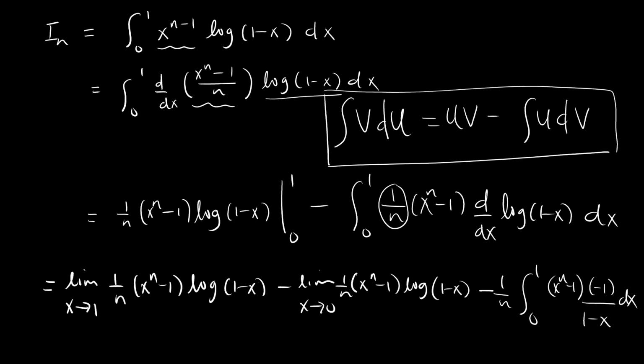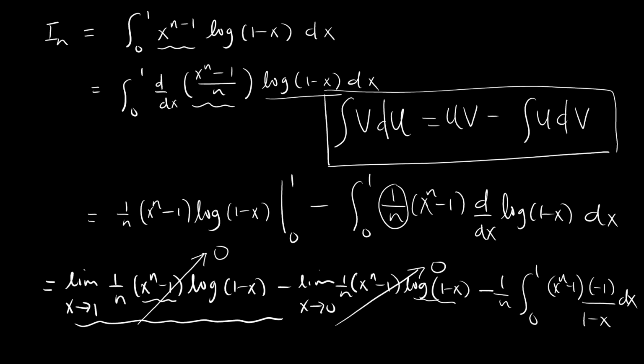So looking at this part here, as x tends to 1, we have this going to 0. So this goes to 0. And as x tends to 0, this part here goes to 0. So this also goes to 0.